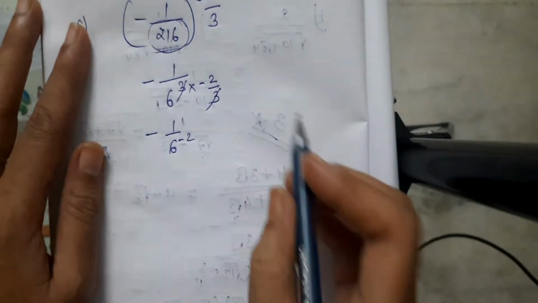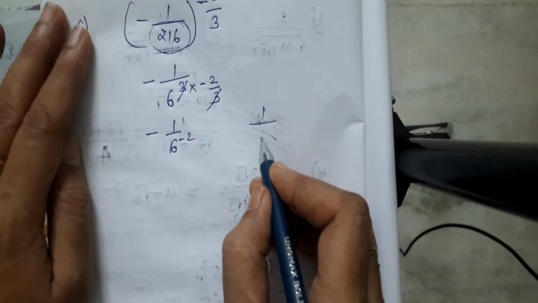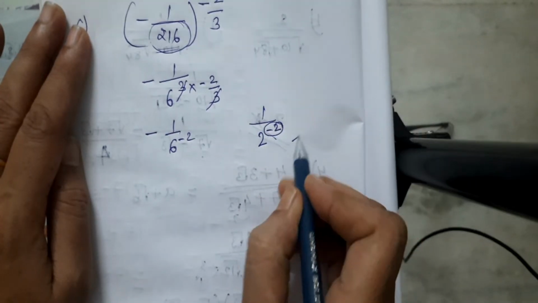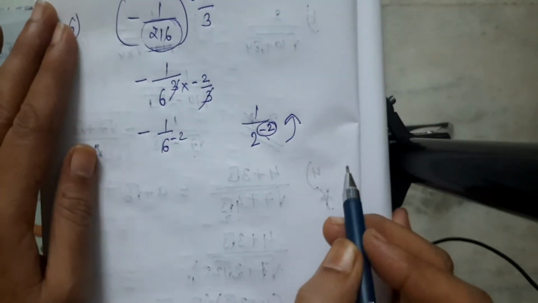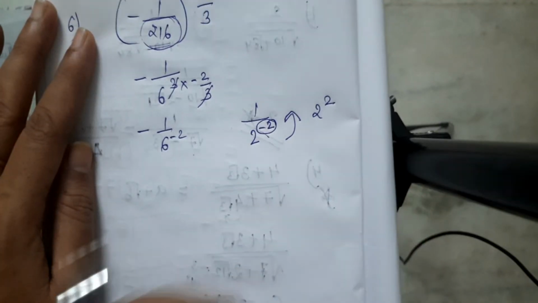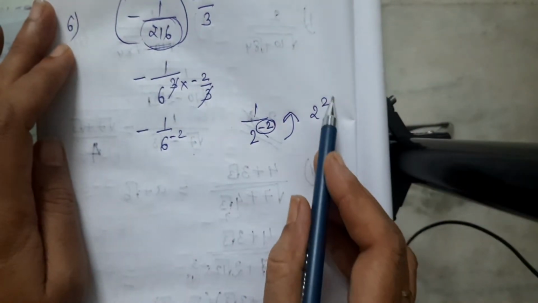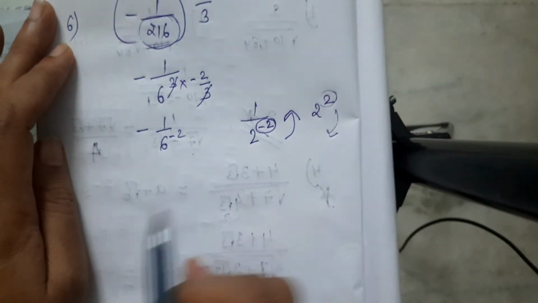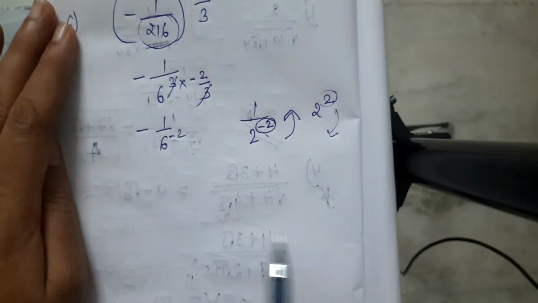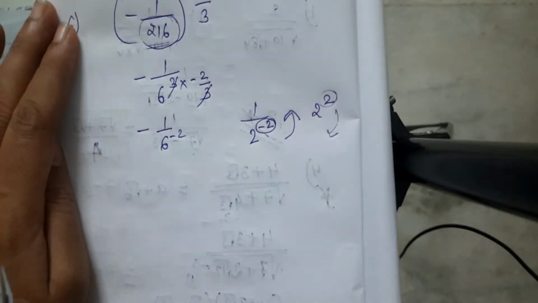One more important point in indices or power exponents: if there is a negative power in the denominator, the number will get shifted to the numerator and its power will become positive. So this we can write as 2 square when we write it in the numerator. If you are shifting something from numerator to denominator, again its power will change. Okay, so here this we can write as 2 square.